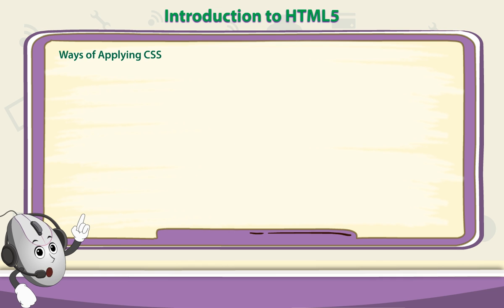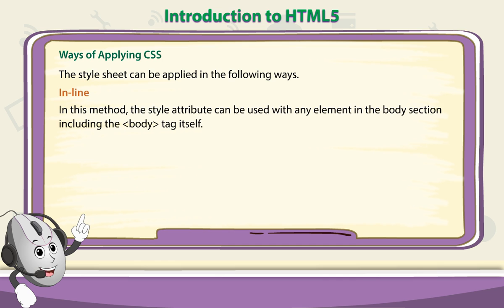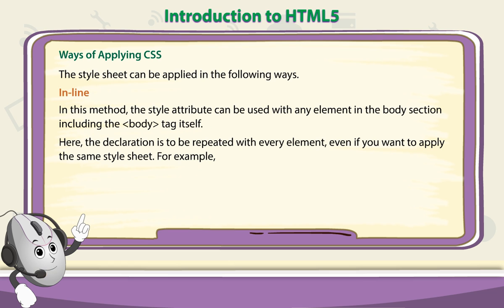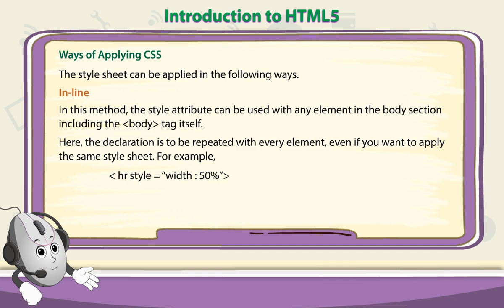Ways of applying CSS. The style sheet can be applied in the following ways. Inline. In this method, the style attribute can be used with any element in the body section, including the body tag itself. Here, the declaration is to be repeated with every element, even if you want to apply the same style sheet. For example, HR style equal to width is 50%.